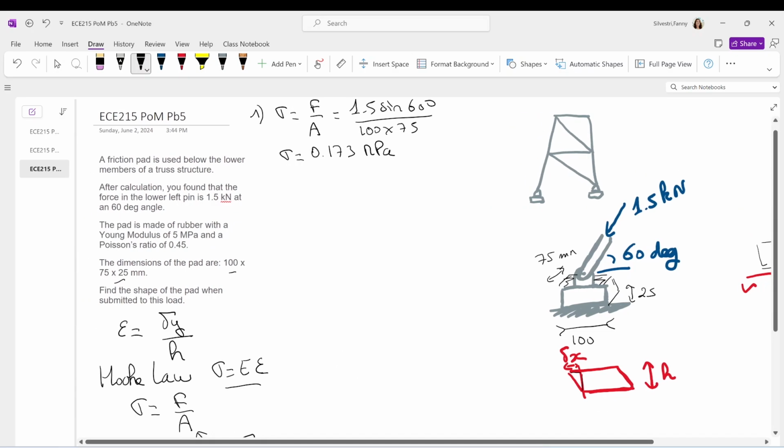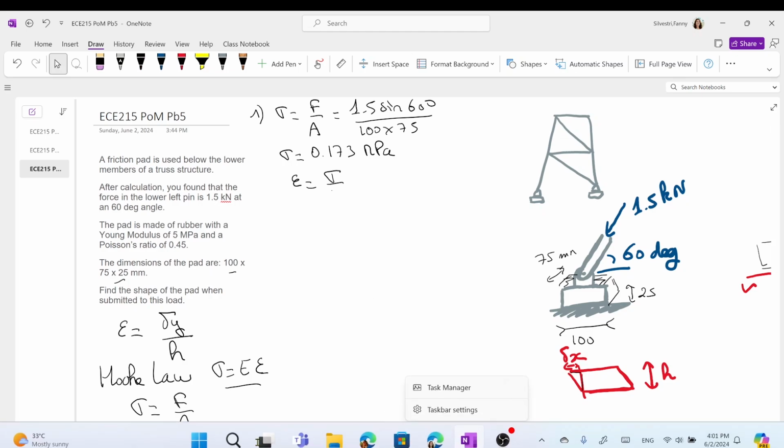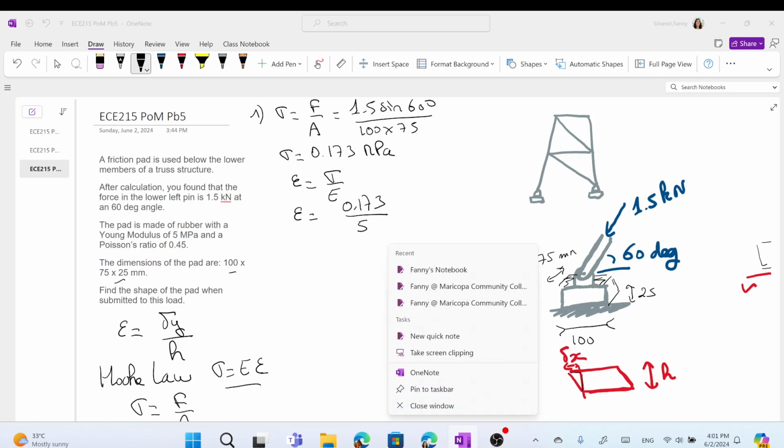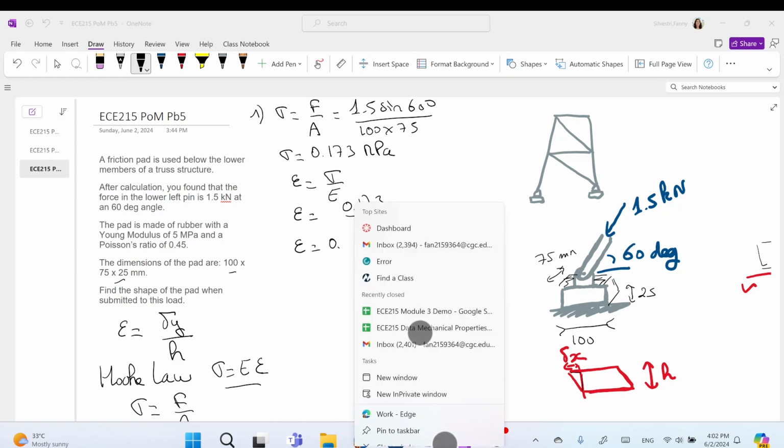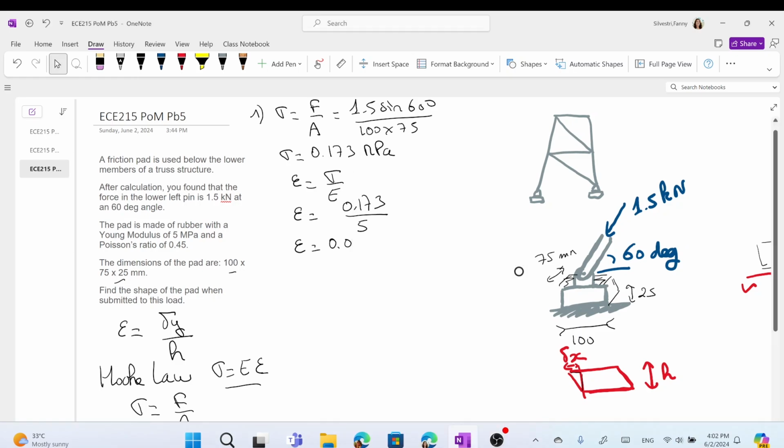So we have sigma, we can find epsilon. Epsilon equals sigma divided by E. So epsilon equals 0.173 divided by the 5 megapascal. Okay, let me just make sure I didn't make a mistake. Yes.